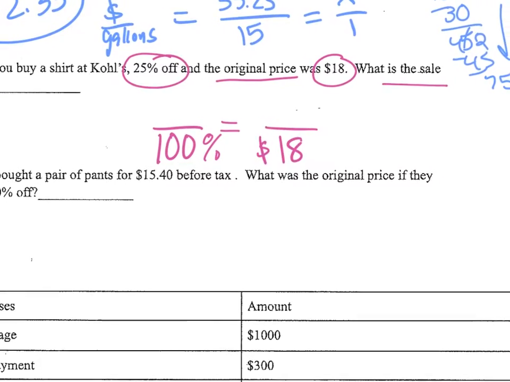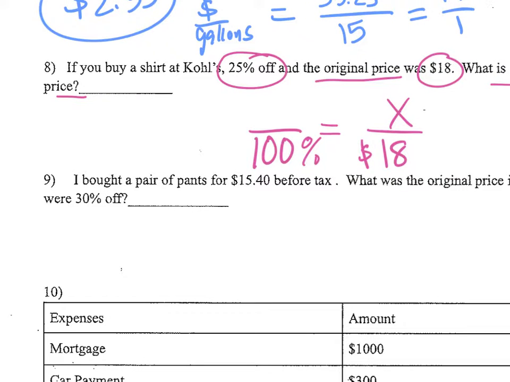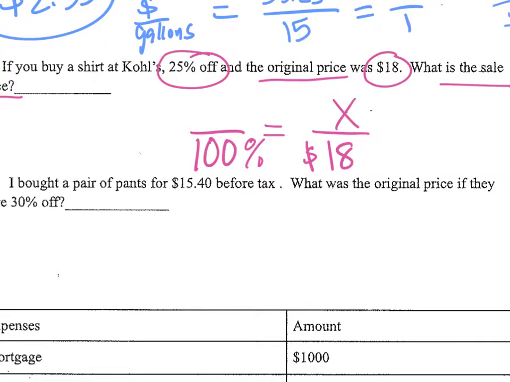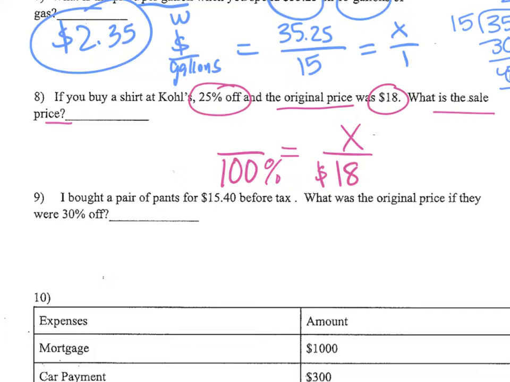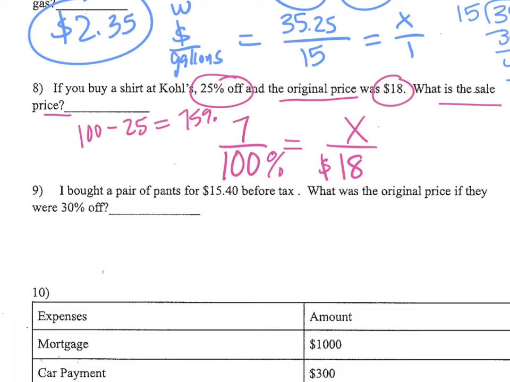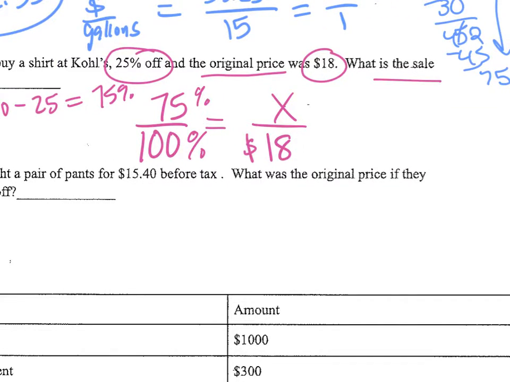Now we are trying to figure out what the sale price is. Don't think about the percent that it's discounted. Think about the price that you're paying. If you paid whole price, that'd be 100%. If it's 25% off, what percent are you actually paying? 100% minus 25%, so 75% is what you are going to pay. I'm going to put 75 on top because that's what I'm going to pay. So we're paying 75% of the original price. That's what your sale price is going to be.